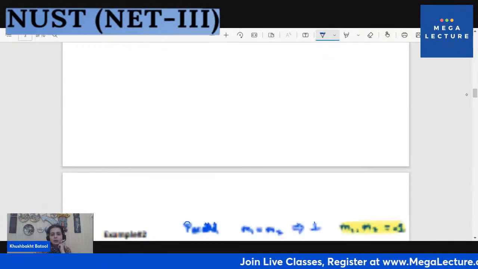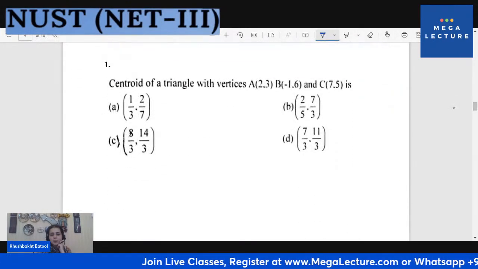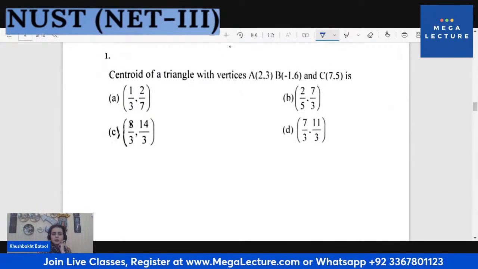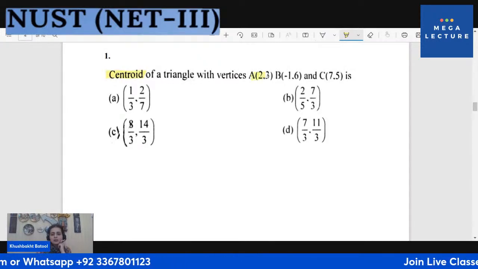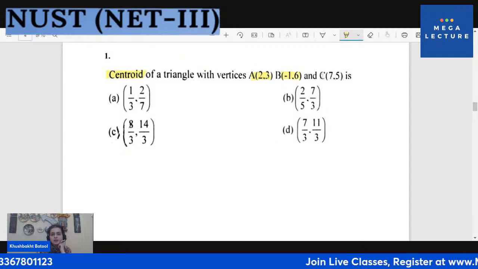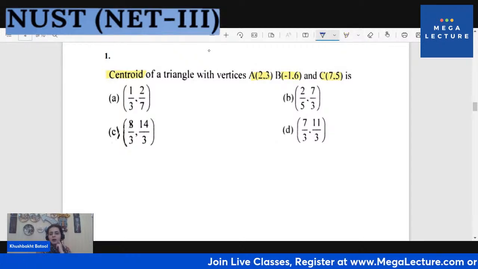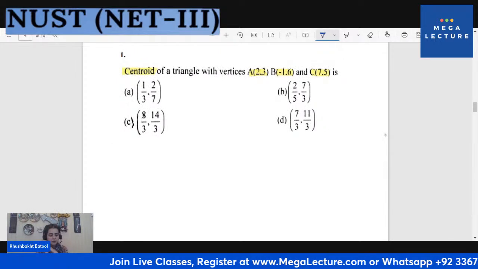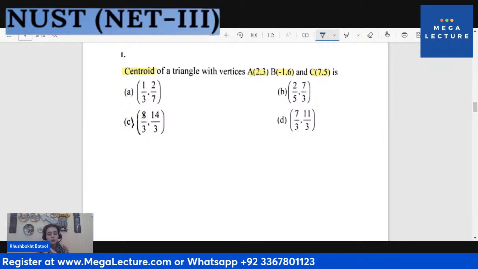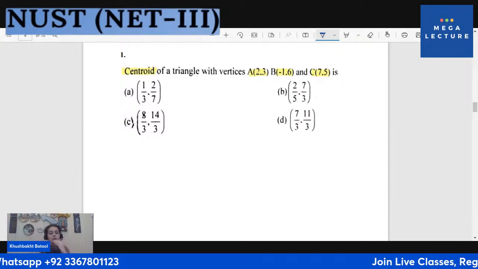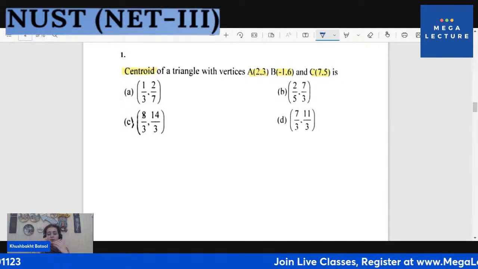Now let's talk about the past paper questions. All right. So here is the first question. Now it says, the centroid of a triangle with vertices 2, 3, minus 1, 6, and 7, 5. Now, I know that some of you would not be having a concept about centroid, but trust me, right now our priority is getting into NUST. We don't have that much time to understand what exactly a centroid is. We need to use the formulas, do good practice without calculator, without formula sheet, and just get the job done.